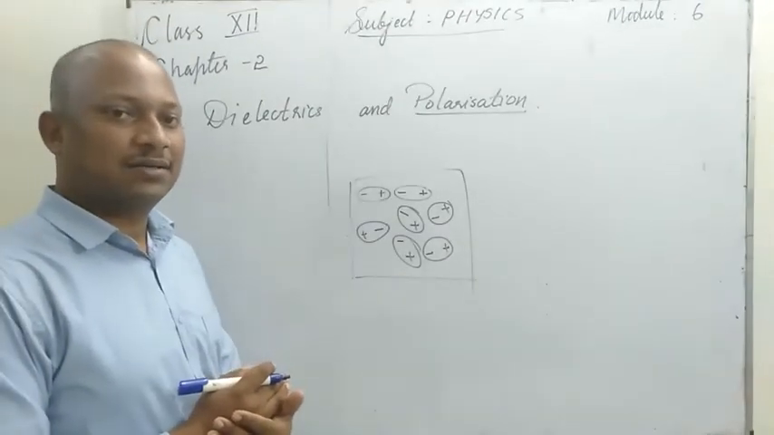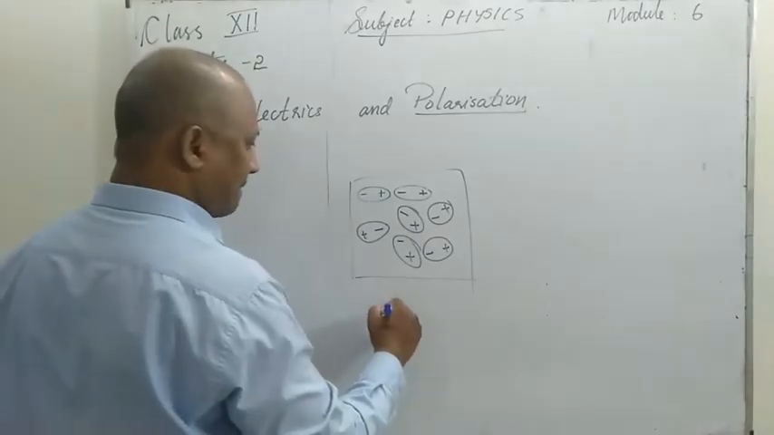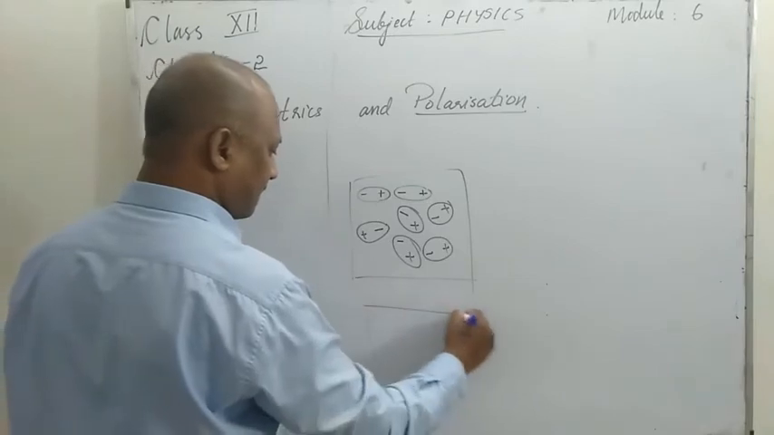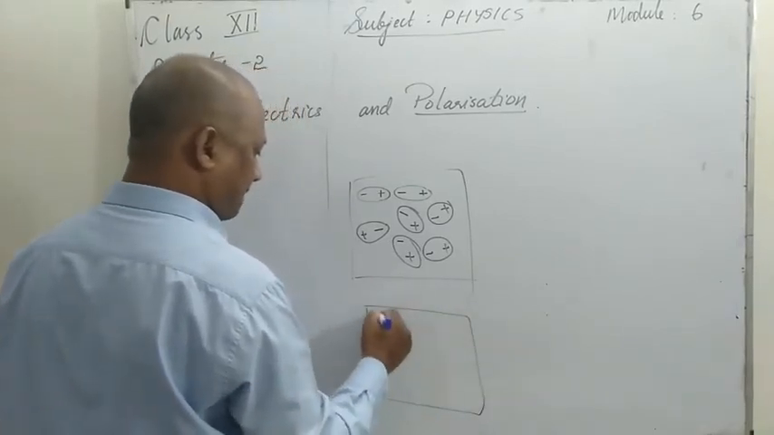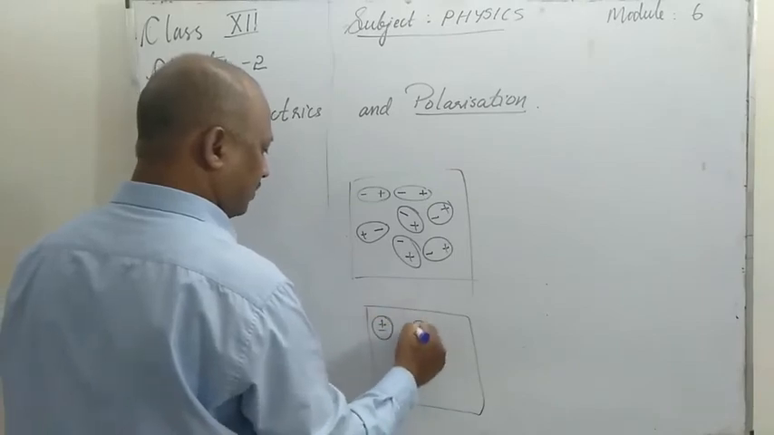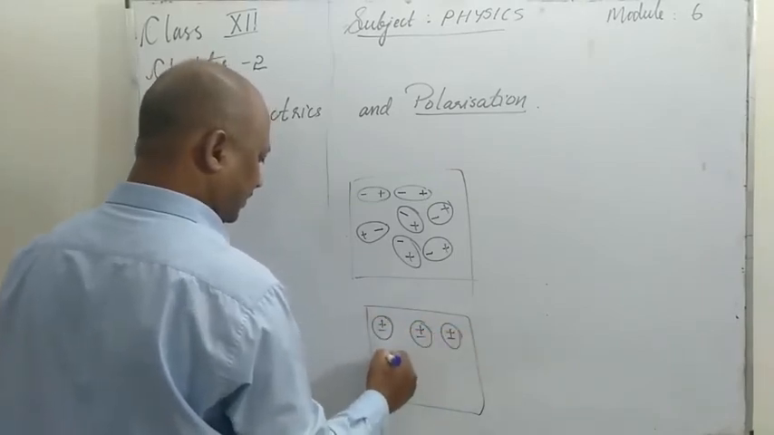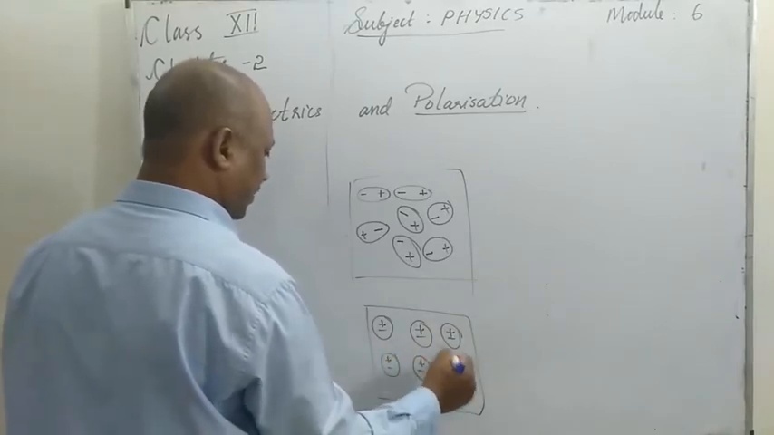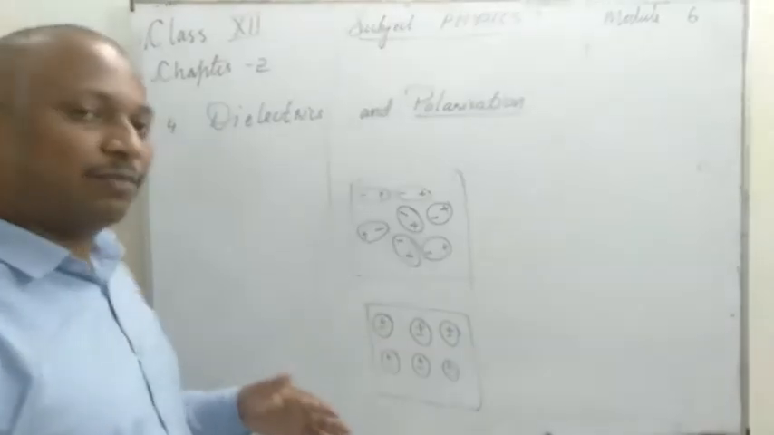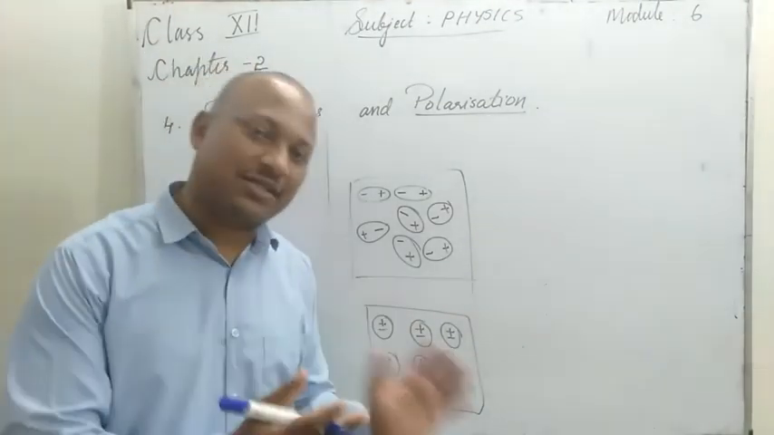So this is a polar dielectric. And another one is a non-polar dielectric. It's a non-polar dielectric because their charge centers coincide. So in chemistry, you learn in detail about polar molecules and non-polar molecules. That's the same concept here.